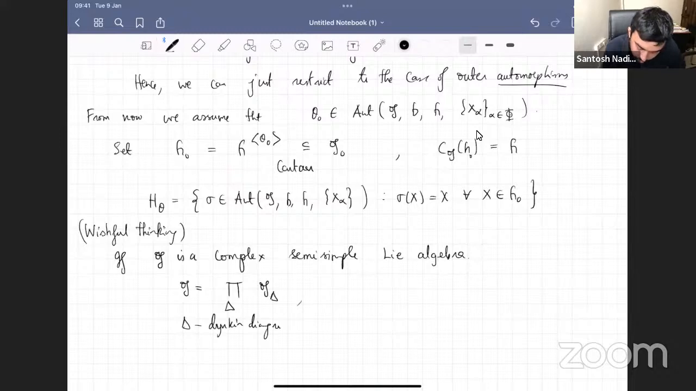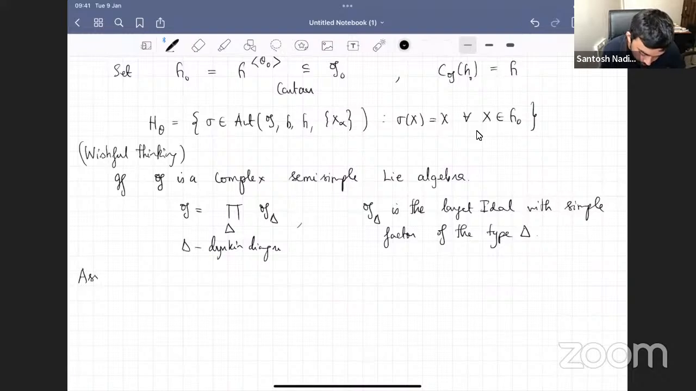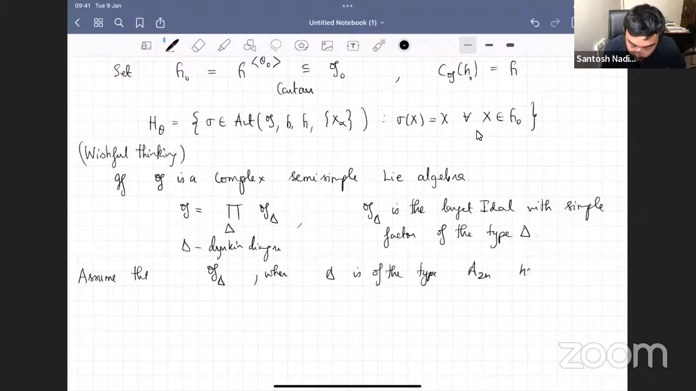Say G delta. Now G delta is the isotypic component, kind of isotypic, the largest ideal with simple factors of the type delta, and we assume that G delta, when delta is of the type A2N, has length 1.